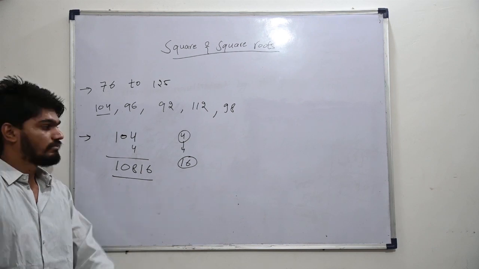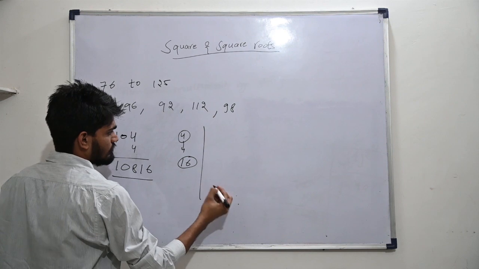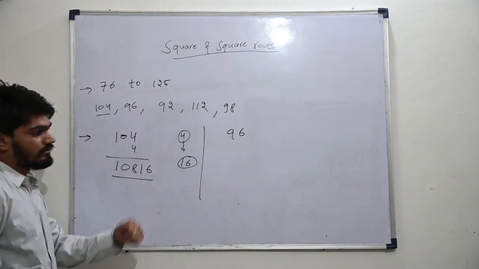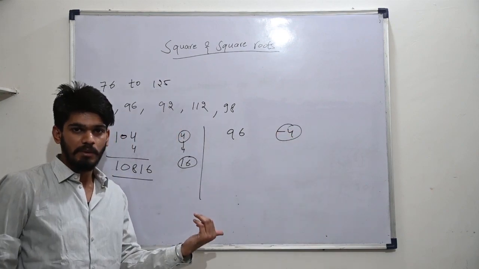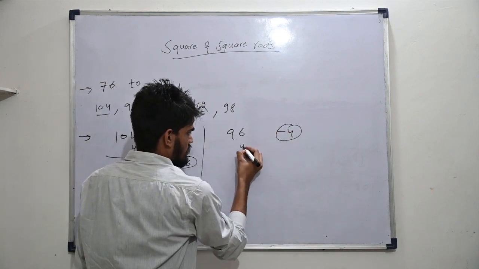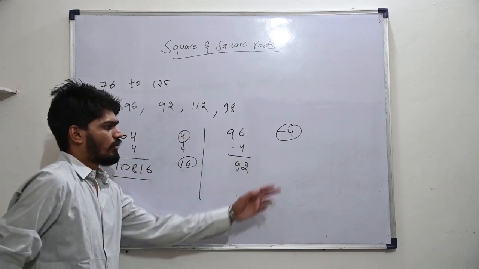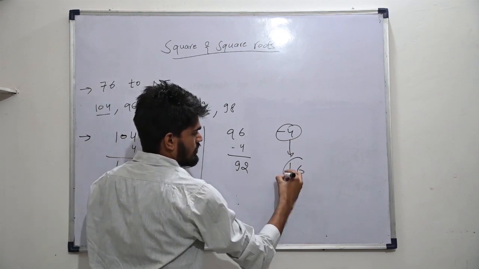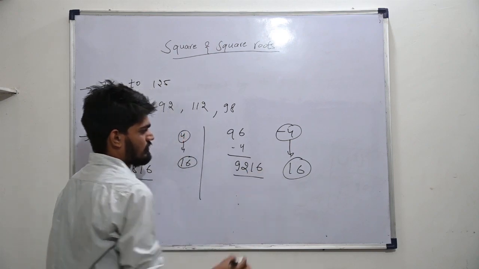That's it. Let's say we have the number 96. The difference with 100 this time is minus 4. So we subtract minus 4, which gives us 92. What is the square of minus 4? Its square will be positive only, 16. That's it.